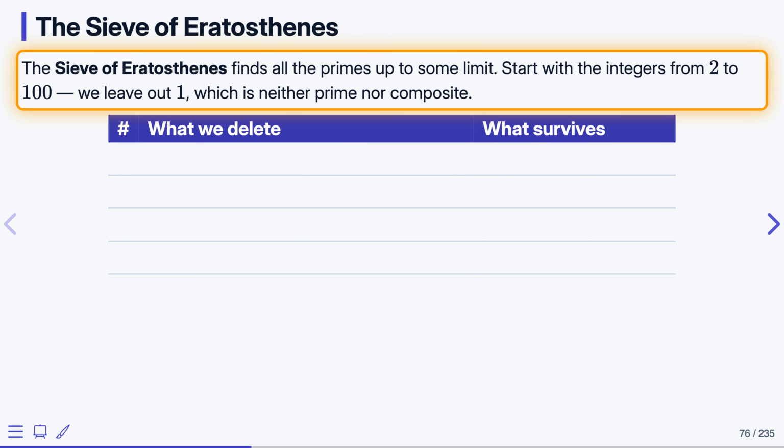This is a simple old method to find primes, named after Eratosthenes, a Greek scholar. The word sieve means a filter, like a kitchen strainer. It keeps the good bits and lets the rest fall through. Write the numbers from 2 to 100. We leave 1 off the list because 1 is neither prime nor composite.